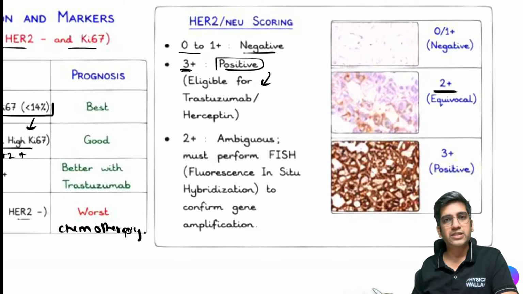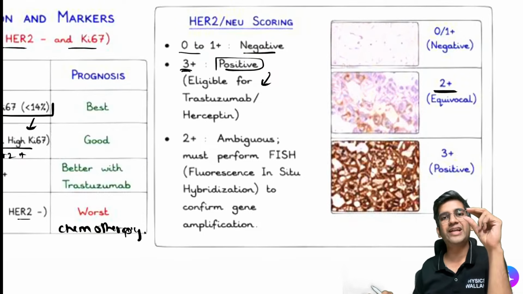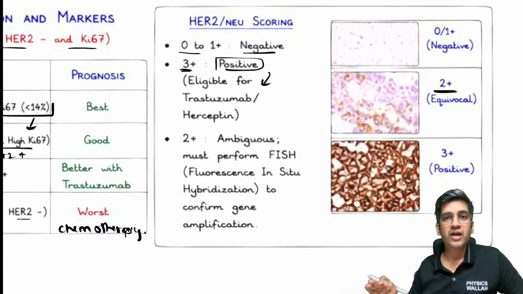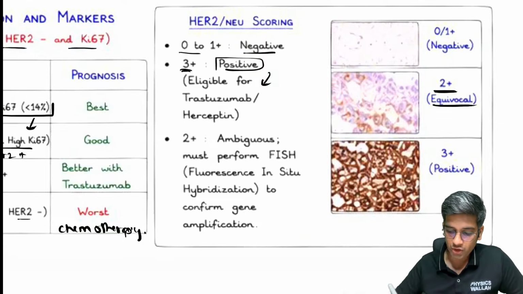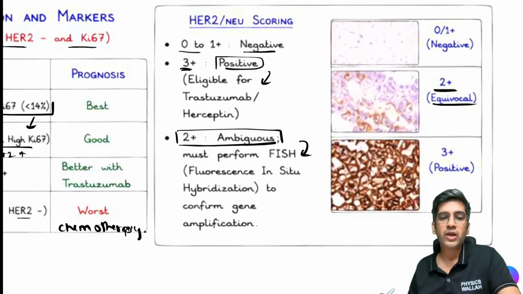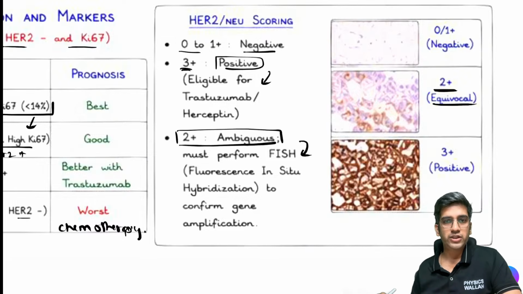But sometimes when you get 2 plus, when I call it equivocal, I don't know what to do. All HER2/neu 2 plus should be followed by HER2/neu FISH, because this is the cat on the wall. If it's 2 plus, which is ambiguous, we have to perform FISH, and based on that, we will be able to take a call whether it's positive or negative. Fine. Okay. Got it?